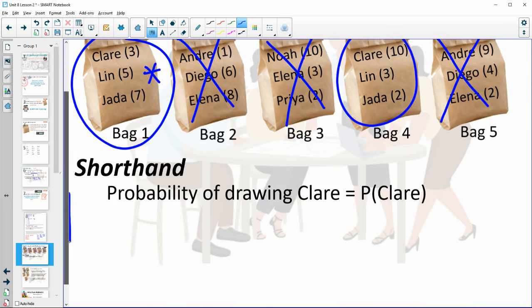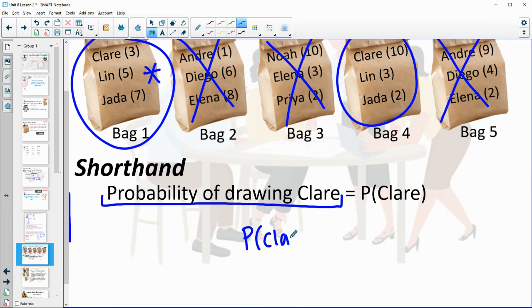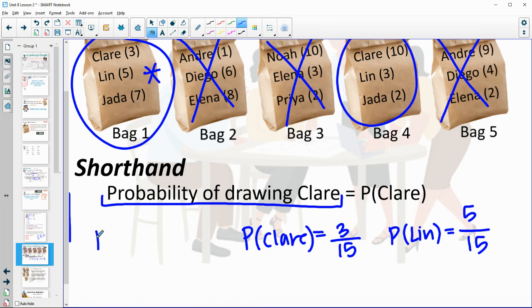One other thing I want you to look at here is that we can write shorthand for probability. So if I say the probability of drawing Claire, when we're writing that out, we could just write probability of Claire. So this bag that I chose, what is the probability of Claire being drawn? Well, Claire is in there 3 times out of 15 slips. And so we just put this big P with the parenthesis. So if we wanted to do the probability of Lynn, we could write it like this. And the probability of Lynn in that bag is 5 out of 15. And we could do probability of Jada and say that that is 7 out of 15.